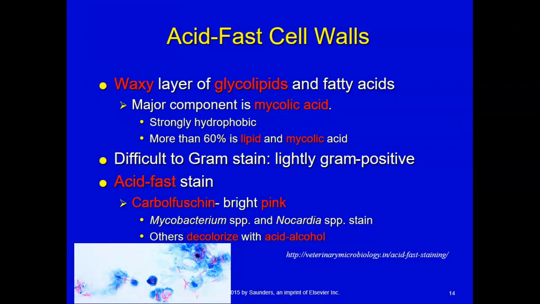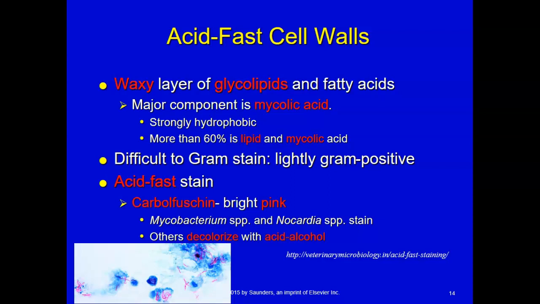All right, and we talked about this in Micro 1, the acid-fast stains. Mycobacteria and Nocardia have a cell wall structure kind of like gram-positive organisms, but with an added waxy glycolipid and mycolic acid, which is a fatty acid. More than 60% of the cell wall is lipid and mycolic acid, which makes it very difficult to stain with gram stain. So these bacteria with the fatty cell walls are best stained with an acid-fast stain.